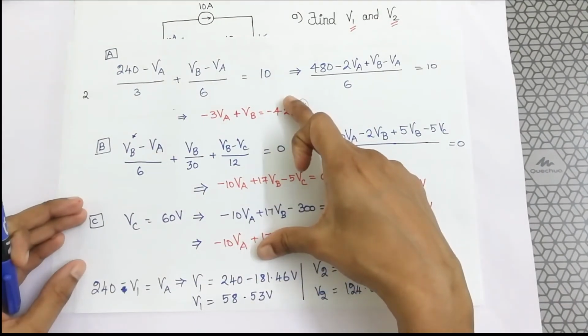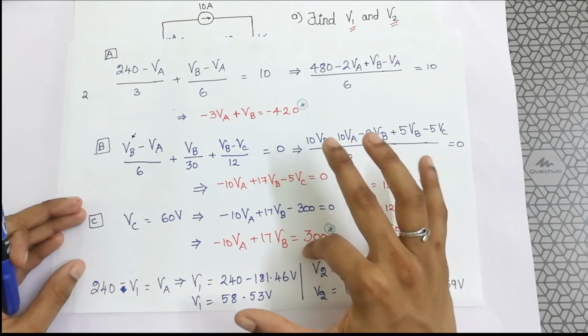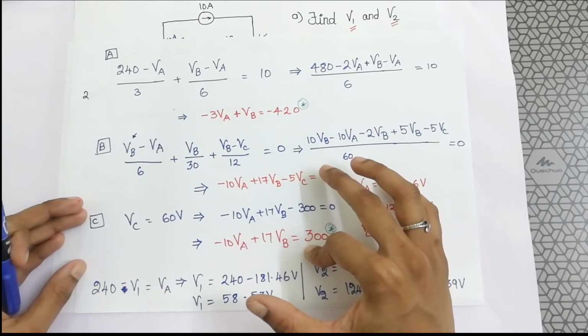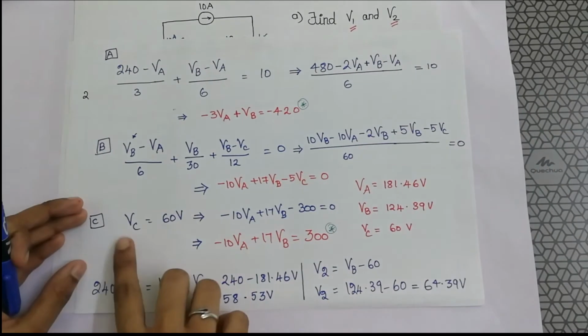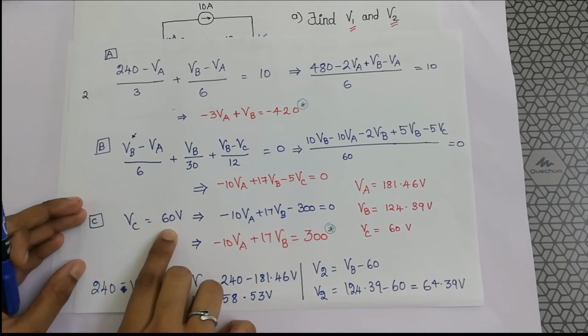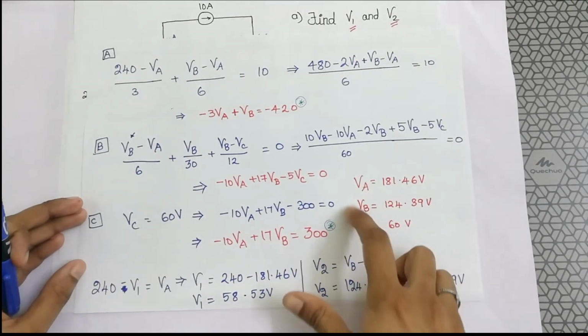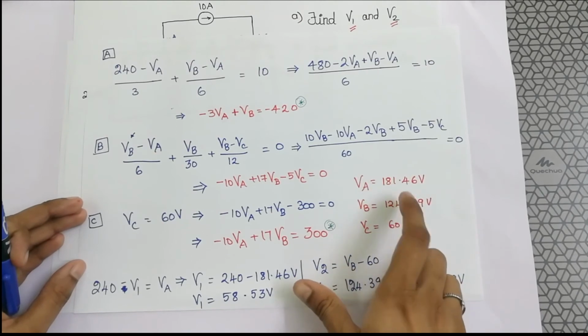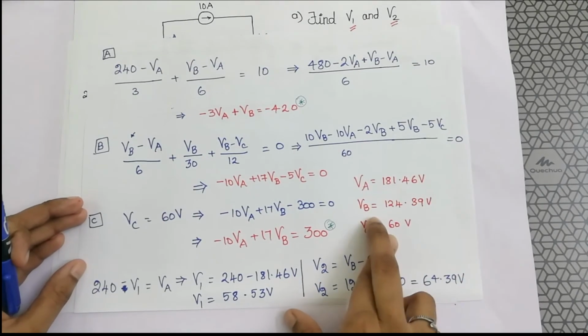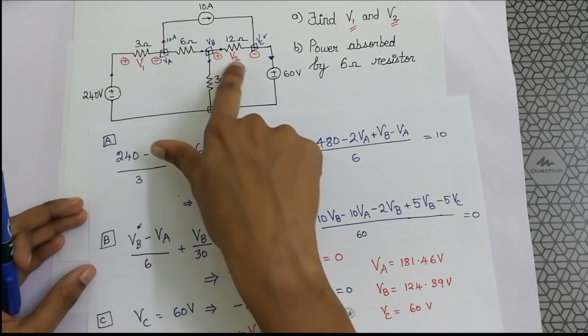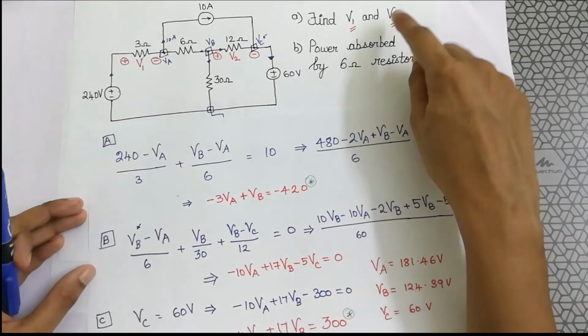We first applied Kirchhoff's current law to all three nodes. We formed the equations. Then all these equations got reduced to simultaneous equations of two unknowns when we applied VC is 60 volt. Therefore, after solving all the equations, we got VA, VB and VC, by which we got V1 and V2. This is the first subdivision of the problem.